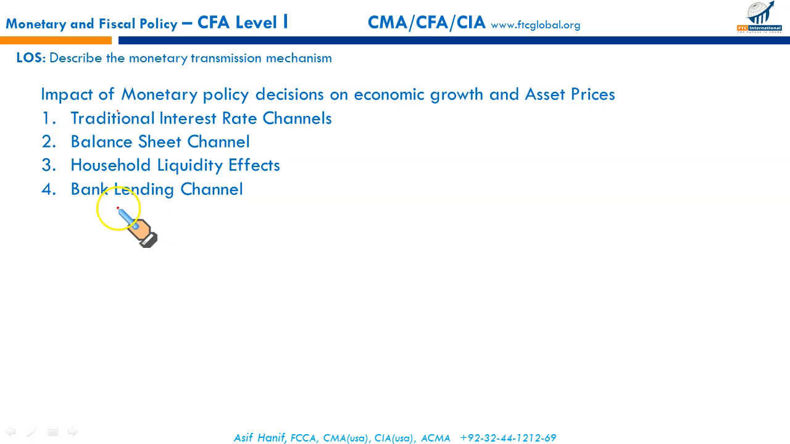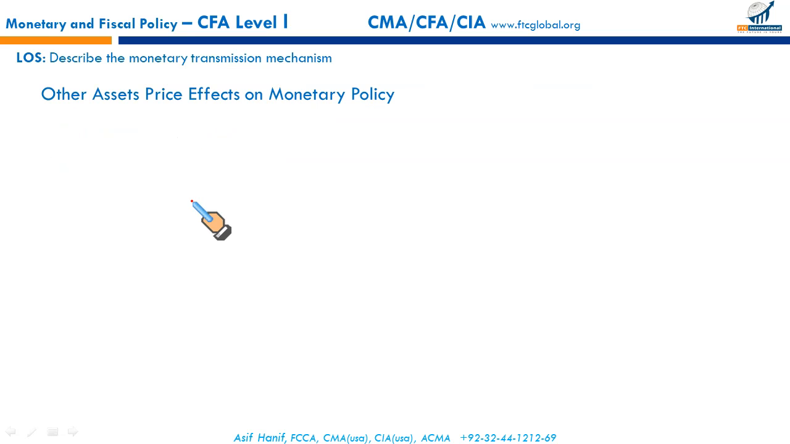And then finally, the bank lending channel. When banks have more deposits resulting from loose monetary policy, it will lead to more lending activity. So banks will lend out more to the fund seekers. And then some other asset price effects of monetary policy.